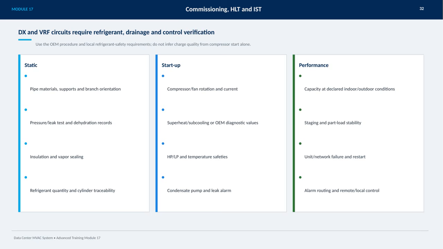These steps are key to a successful commissioning process that ensures the system operates safely and efficiently. Following them diligently helps avoid future issues and extends the lifespan of the equipment.